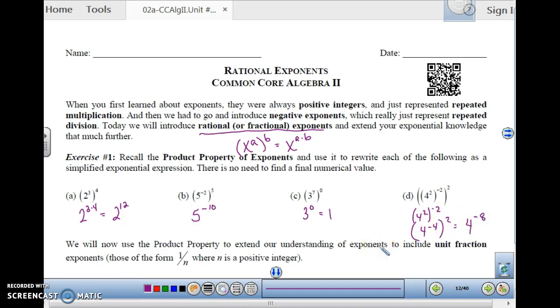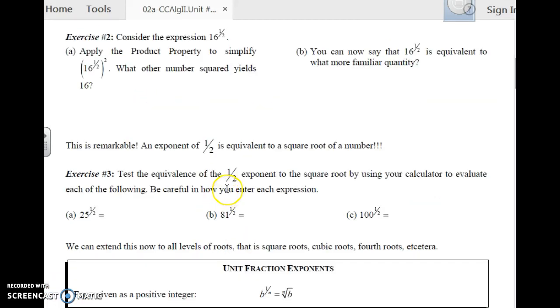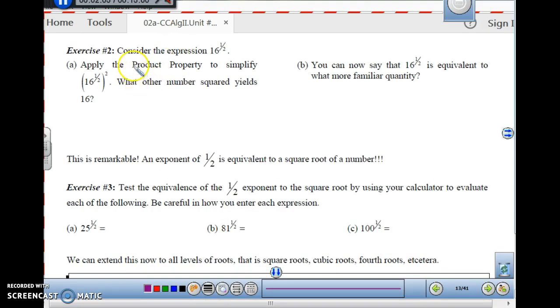Okay, so now that we've worked with the product property, we're going to use it to extend the understanding of exponents to include unit fraction exponents. So those in the form 1 over n, where n is a positive integer. Now let's use the product property to see if we can figure out what 16 to the 1/2 really means. Okay, if we apply the product property to simplify 16 to the 1/2 squared, all right, so power to a power means we take 1/2 and multiply it by 2. So that's going to equal 16.